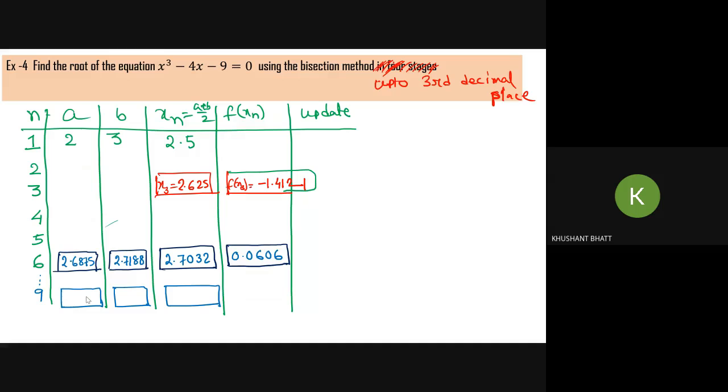Sir, we can stop here also. I think so, at 9. Yes, you can stop at 9. It's possible, because there is a 5, so we can directly assume 705 and 71 we can write. So your answer root will be 2.71. Correct. Good. 2.71 is going to be your root.